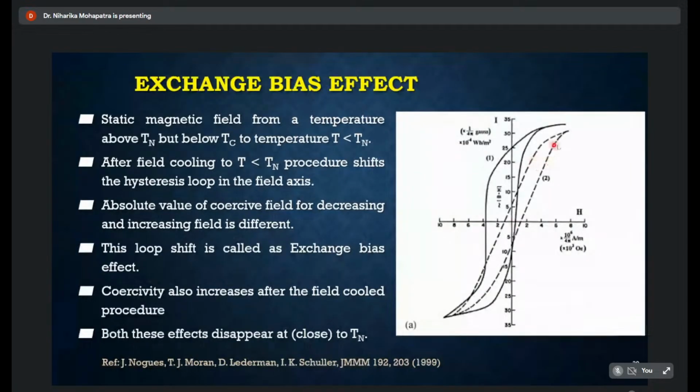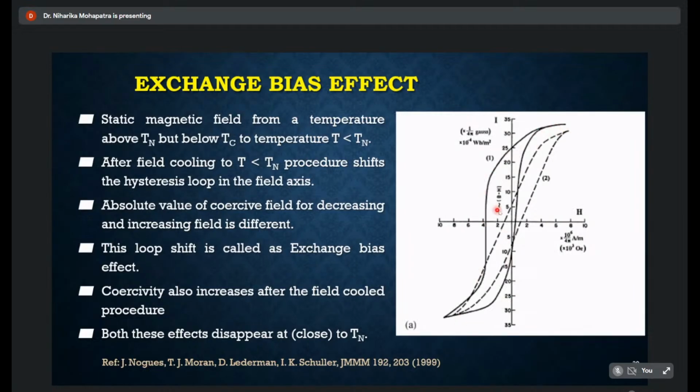You can see a dotted line and a solid line. This dotted line represents the hysteresis loop when I do the normal magnetic measurements, like zero field cool magnetic measurements. Now suppose I do the magnetization measurement by field cooling. I first apply the field and cool the sample below the TN. TN means the Néel temperature of this antiferromagnetic entity, and then I try to measure the magnetization.